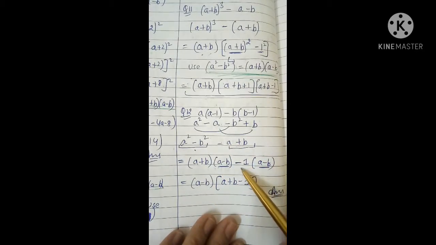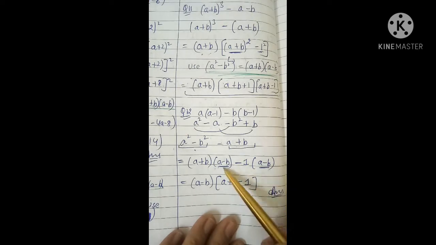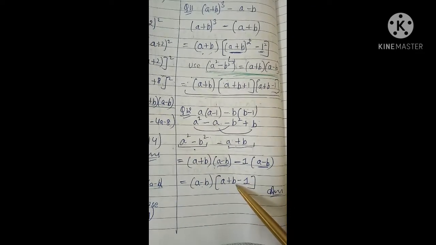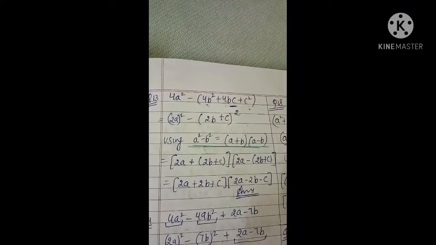Here negative 1 you can take common, a minus b. Then this is common outside, then a plus b minus 1 here. Then question number 13.